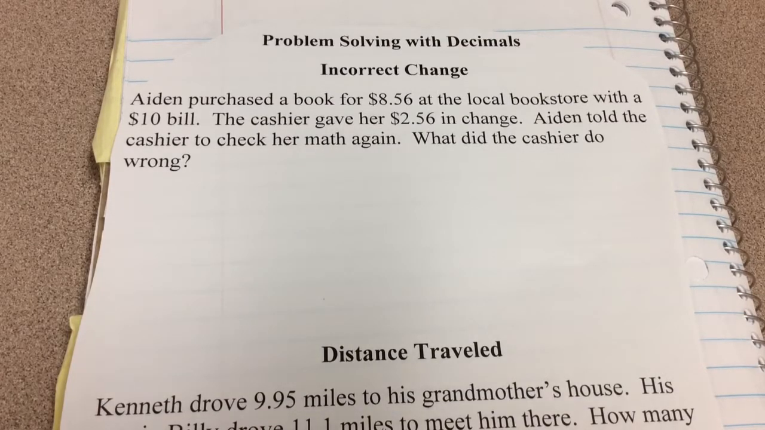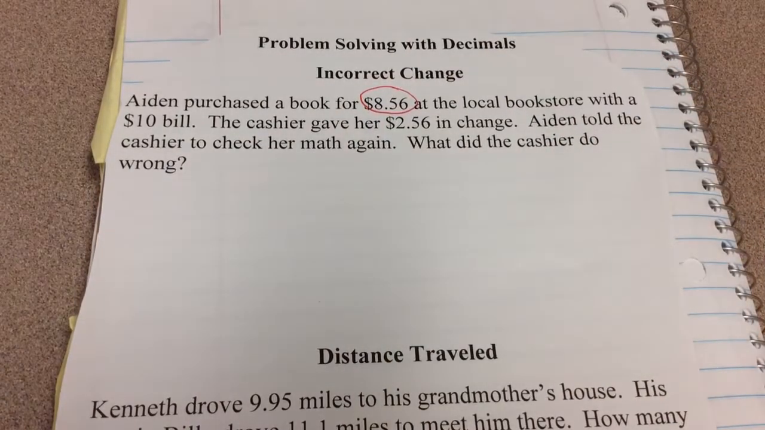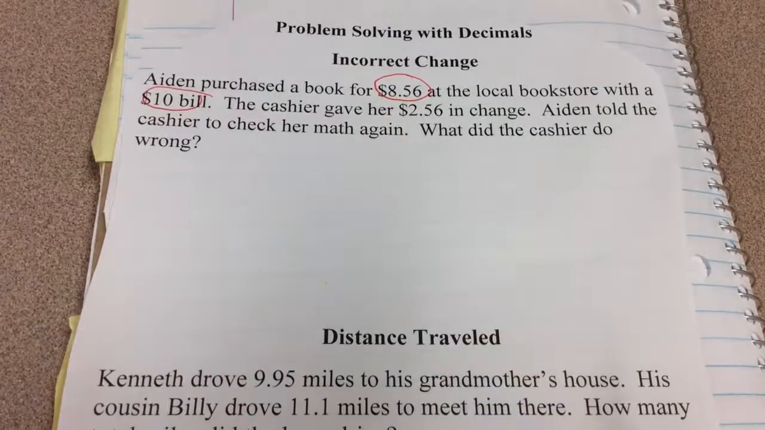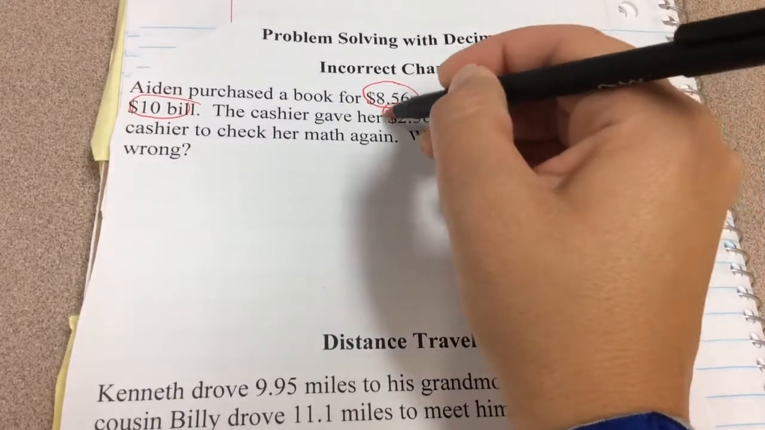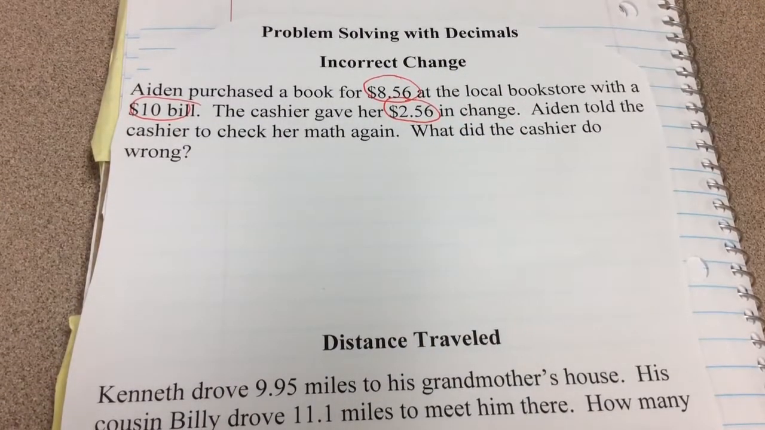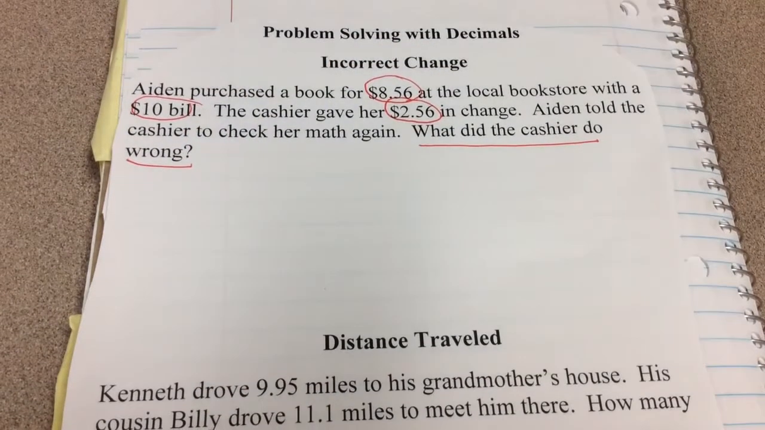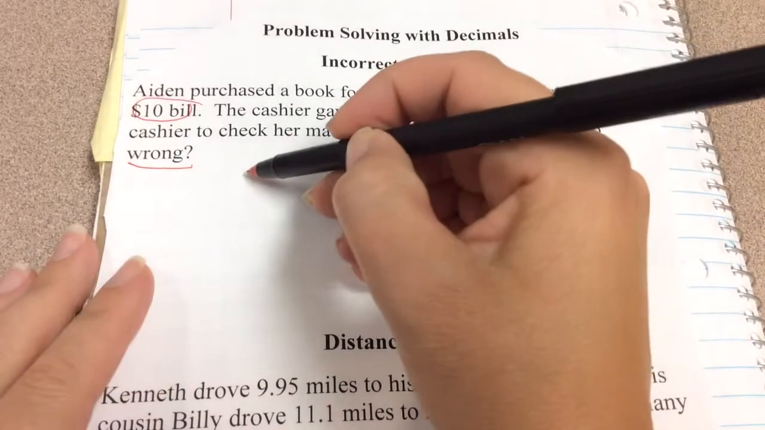So Aiden here purchased a book for $8.56 at the local bookstore with a $10 bill. It's a $10 bill. The cashier gave him $2.56 in change. Aiden told the cashier to check her math. What did the cashier do wrong? So I'm going to solve it the way that it should be solved, and then let's look at what she did wrong. So I'm going to draw myself a place value chart.